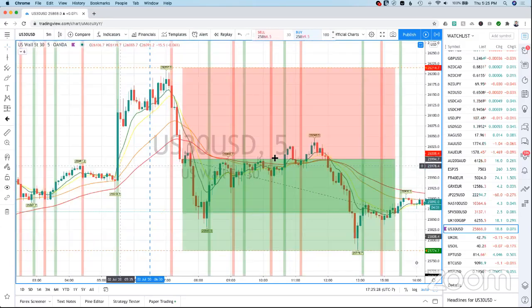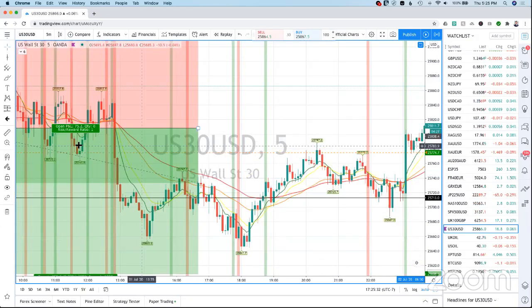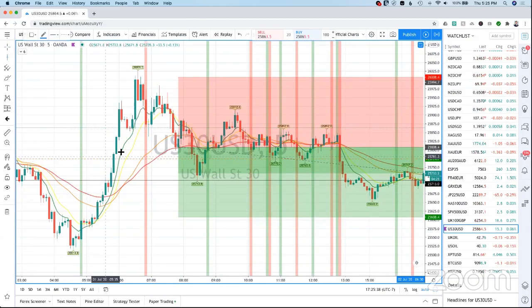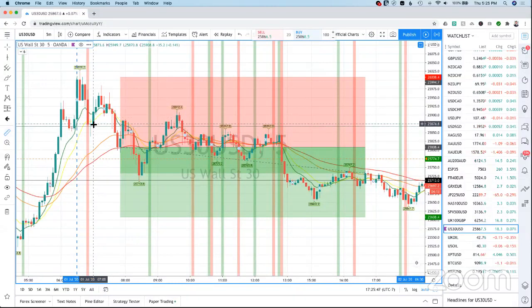Let me see the one from yesterday. So this is the one from yesterday. Let's see when 6:30 was. 6:30 was right over here. So yeah, even on yesterday, you would have gotten in way higher. If you got in right here, you probably would have hit full TP because the entry would have been right here.